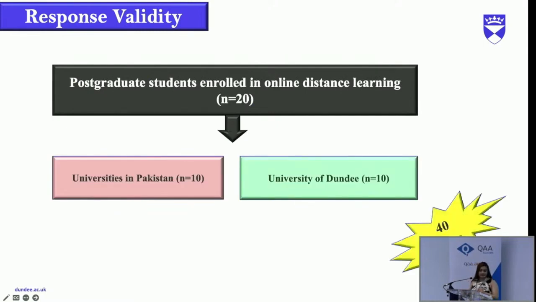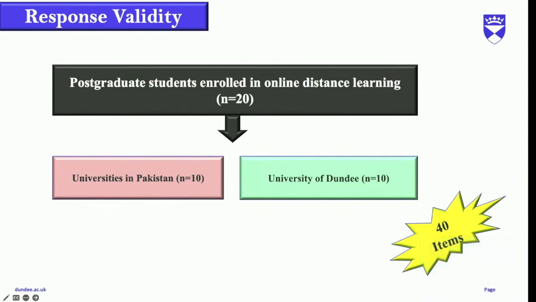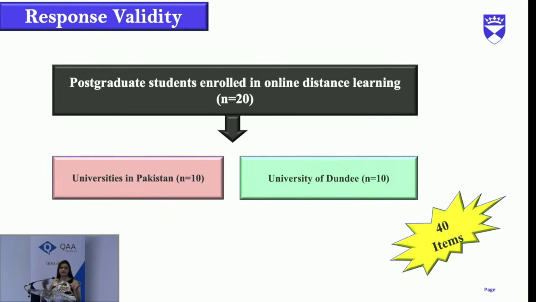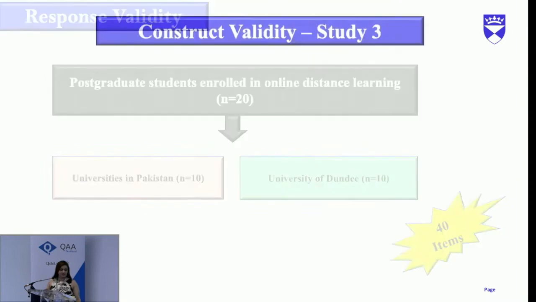So again, then I did the response validation. I conducted interviews with the postgrads, the end users, on how they understood the items. In the Delphi stage, in the content validity, experts had decided on the items. In this stage, again, I selected postgrads from Pakistan and from Scotland, 10 from here and 10 from Pakistan, and I was looking into how they understood the scale items and the statements. So I've discussed, and 40 items again remain.